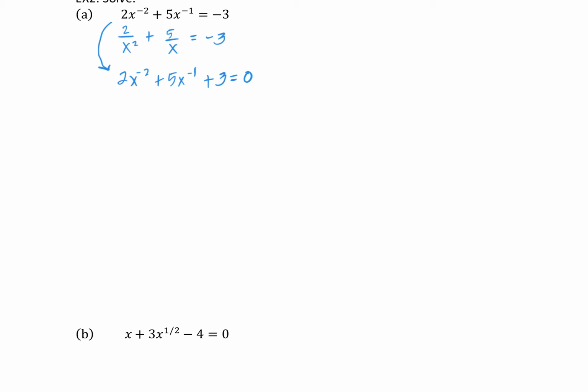However, I'm going to do something else. What if we were to look at the smallest exponent? In this case, it would be a negative 2. And what if I were to multiply both sides of the equation by x to the, instead of negative 2, a positive 2? Distributing, I would have 2x to the negative 2 times x to the positive 2. Now, normally I wouldn't even show this step because I already know that this is going to be x to the 0, which would give me 1. Plus 5x to the negative 1, x to the positive 2, plus 3, x to the positive 2, and then equal to 0.